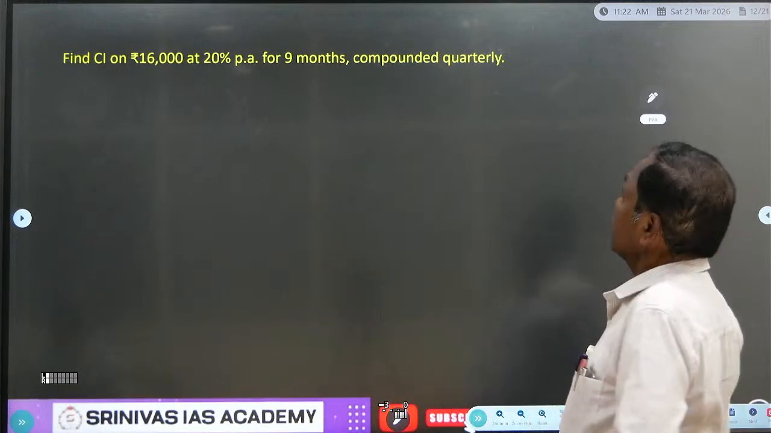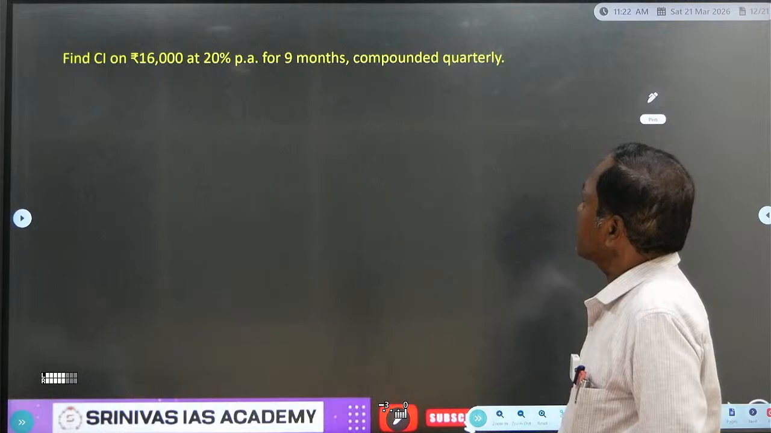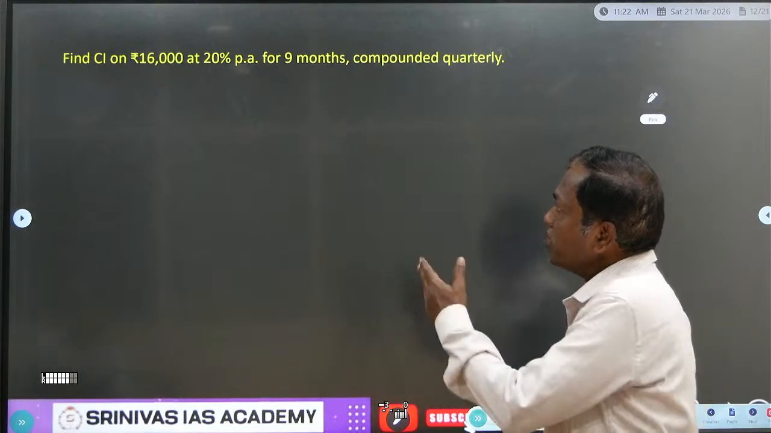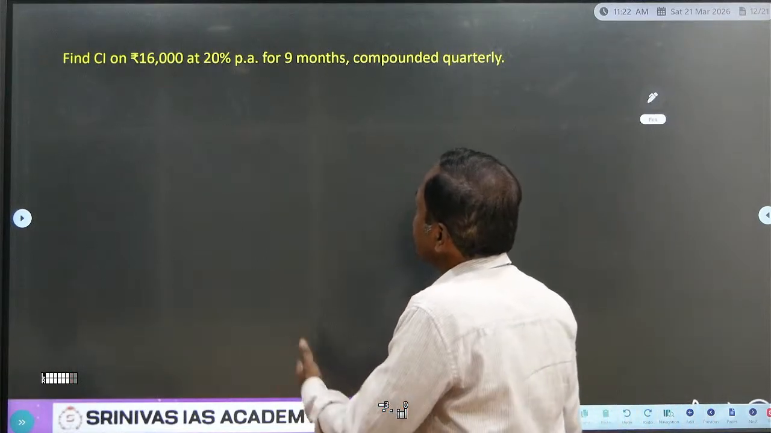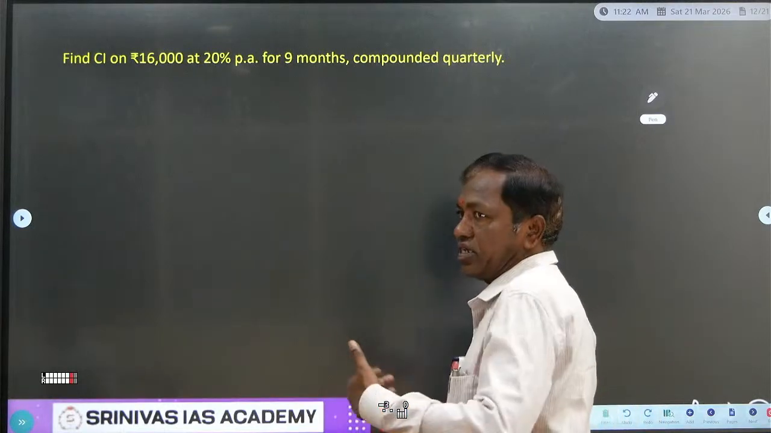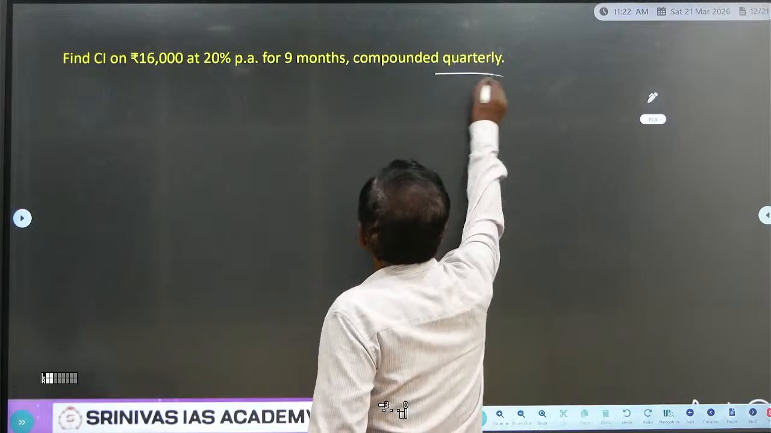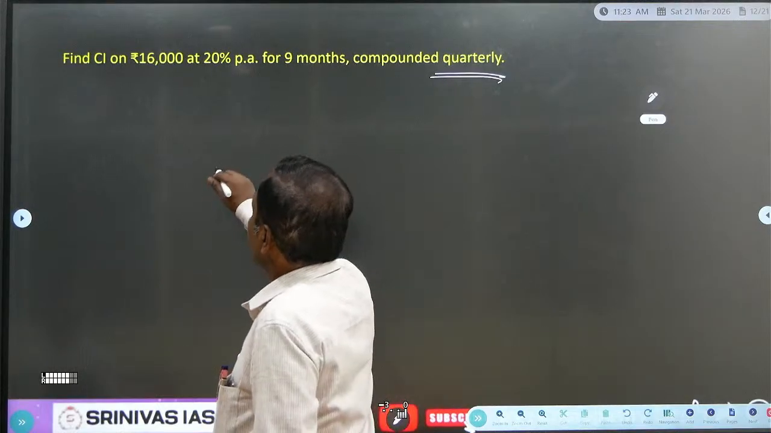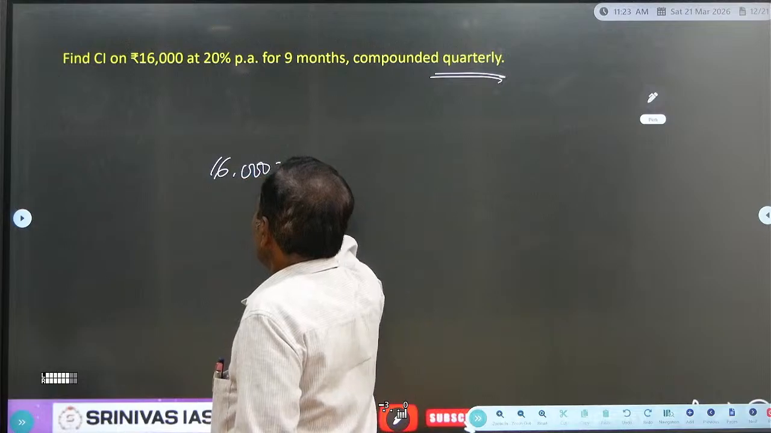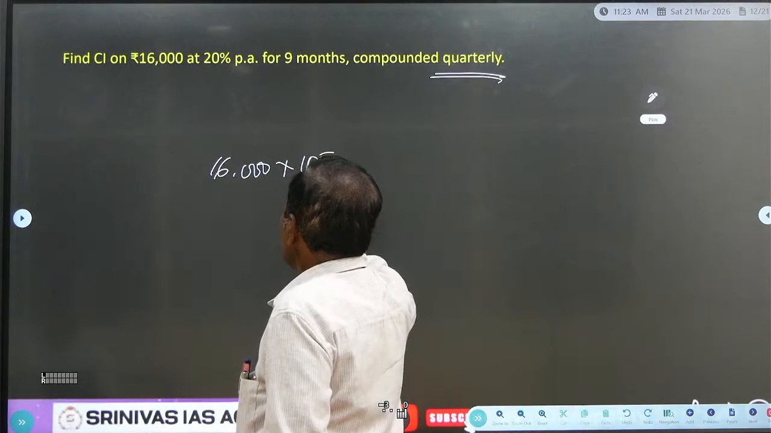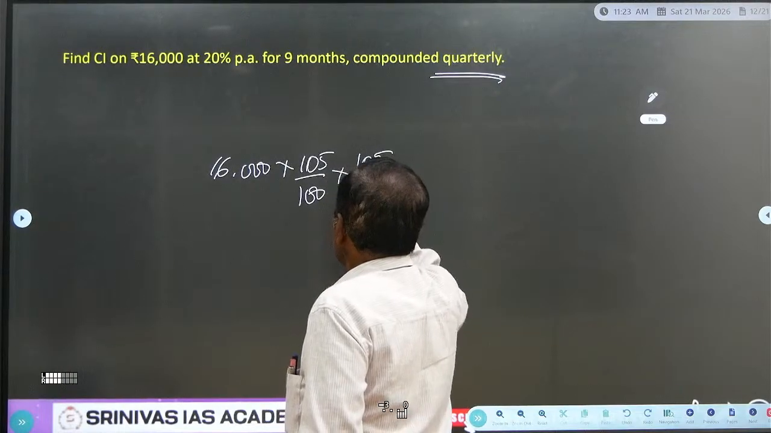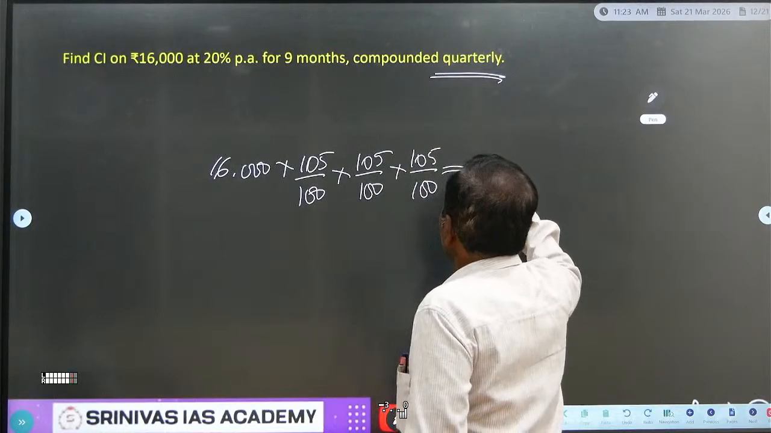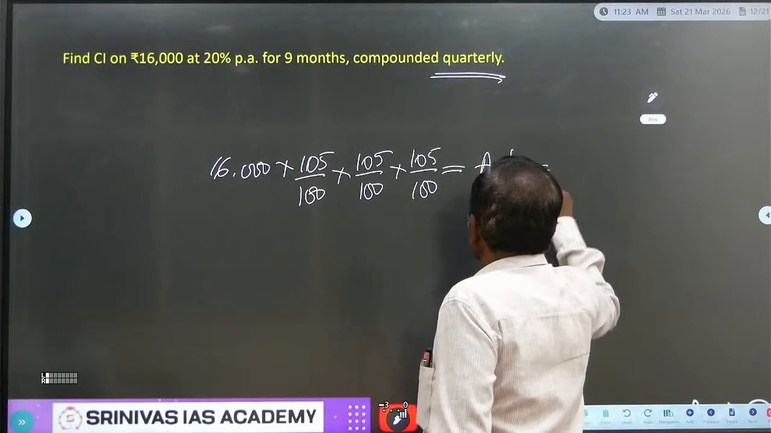Find compound interest on rupees 16,000 at 20% per annum for 9 months, compounded quarterly. Don't you see the options in the list? Yes. 9 months is 3 quarters, compounded quarterly, so 3 terms will happen. 20 by 4 is 5. 16,000 into 105% into 105% into 105%. 3 zeros. You get the amount.